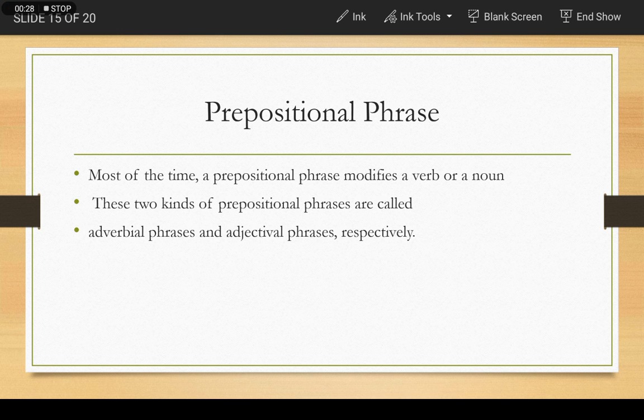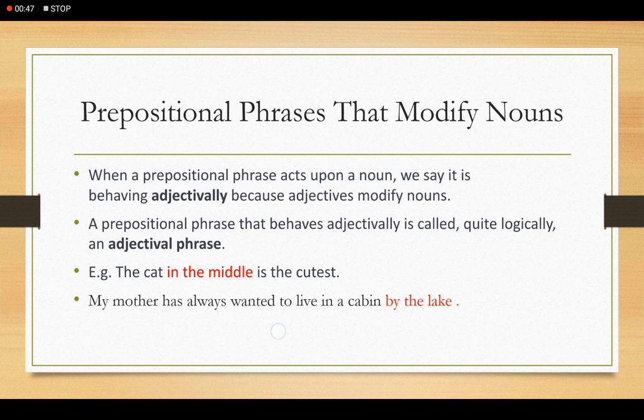Most of the time, a prepositional phrase modifies a verb or a noun. So when a prepositional phrase modifies a verb or a noun, they are called adverbial phrases or adjectival phrases. So we will try to discuss one by one. First, prepositional phrases that modify nouns.